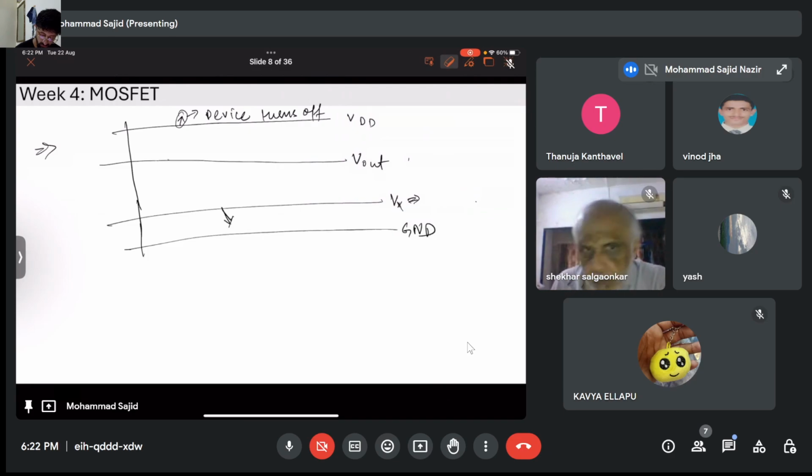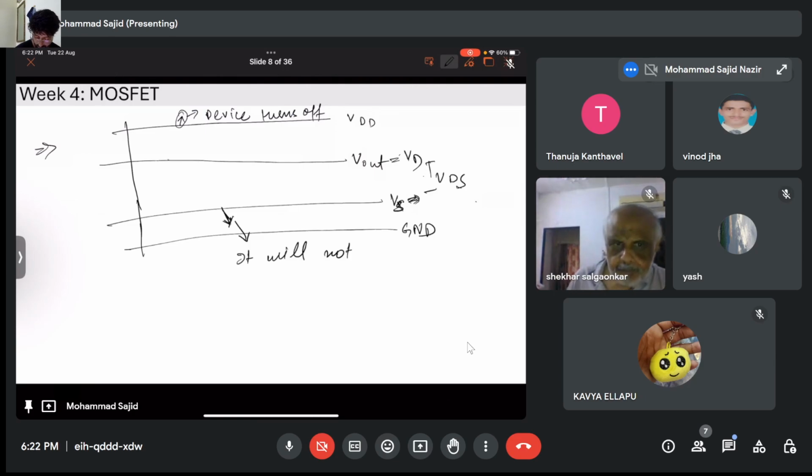Let's say this is VD, this is VS, so that means this is VDS. So for a saturation condition, this VDS should be such that it should not go below this value. That means it will not remain in saturation. This is VDS we are talking about, right? For example, this is VDS. Okay, so let's say this is minimum VDS.